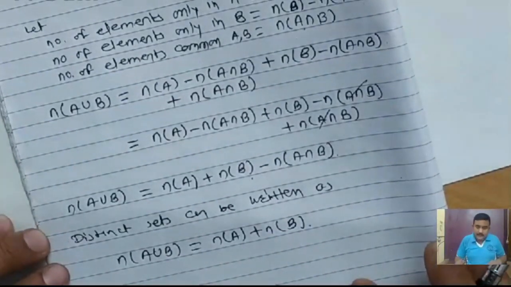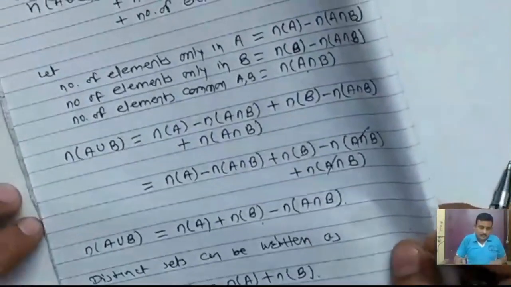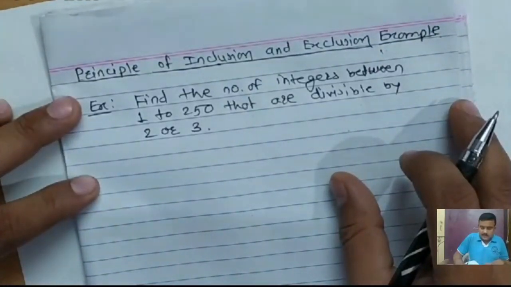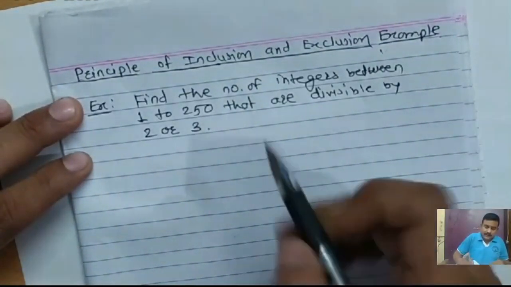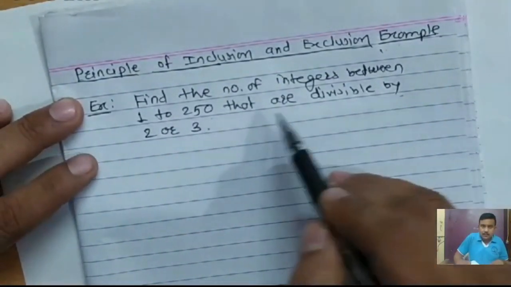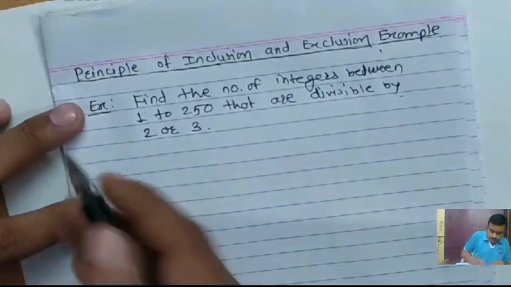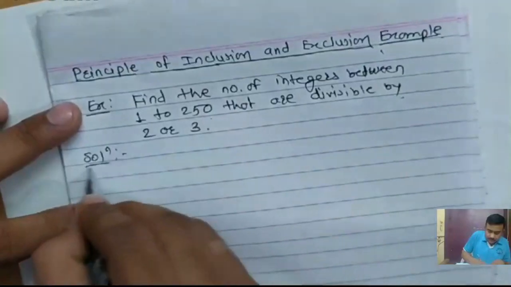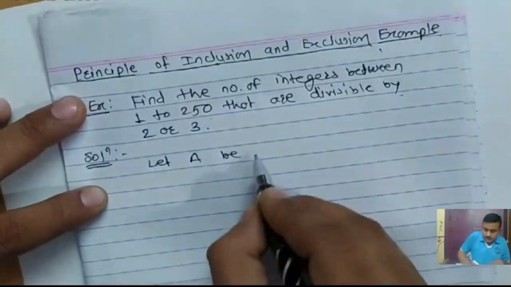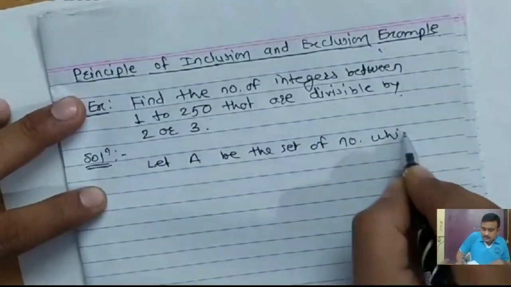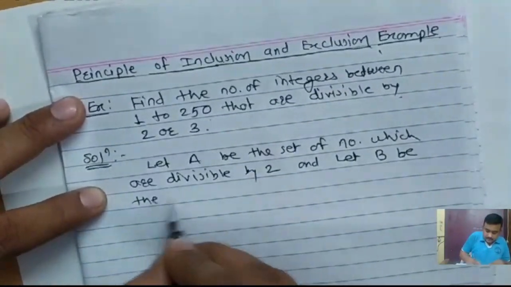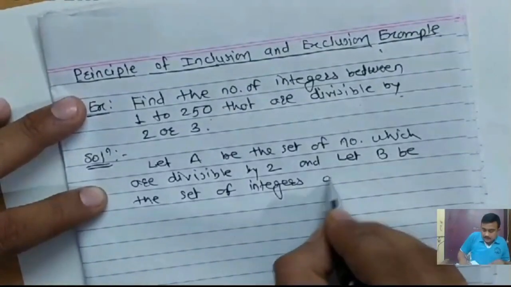So let us take an example of this principle of inclusion and exclusion for two sets. Let us find the number of integers between 1 to 250 that are divisible by 2 or 3. Its solution can be given with the help of the principle of inclusion and exclusion. Let A be the set of integers divisible by 2, and let B be the set of integers divisible by 3.